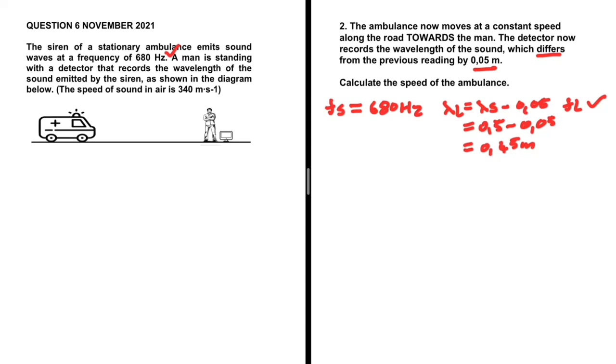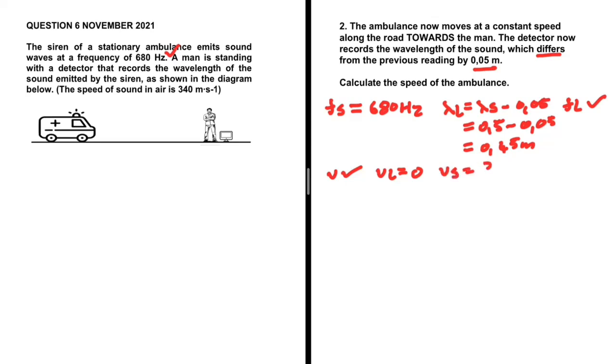What other variable do we have? We have V, the speed of sound in air. Let me not say it's a constant, but it is given to us. It is not always 340 meters per second. If I say it is a constant, there might be a misconception that it must always be 340, but it's not. And then we have the velocity of the detector, well, the velocity of the man. The man is stationary, so VL is equal to 0. And then we are looking for the speed of the ambulance, VS.